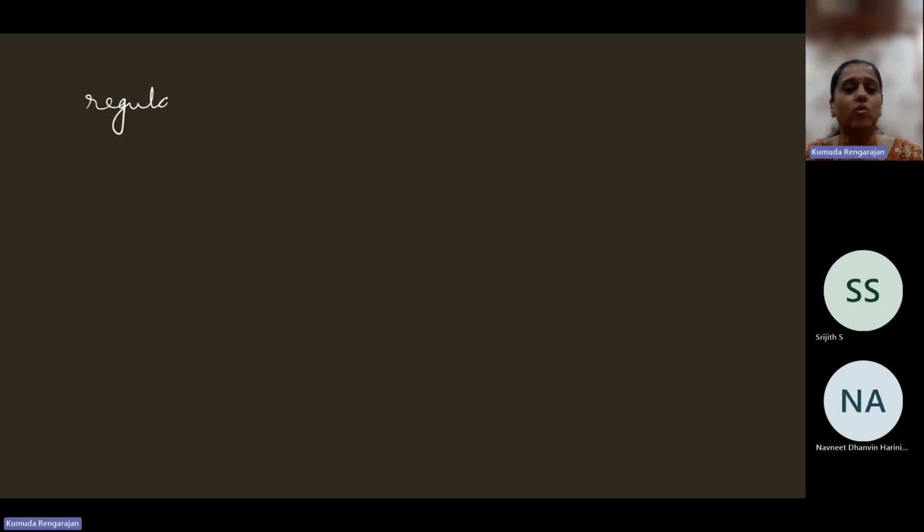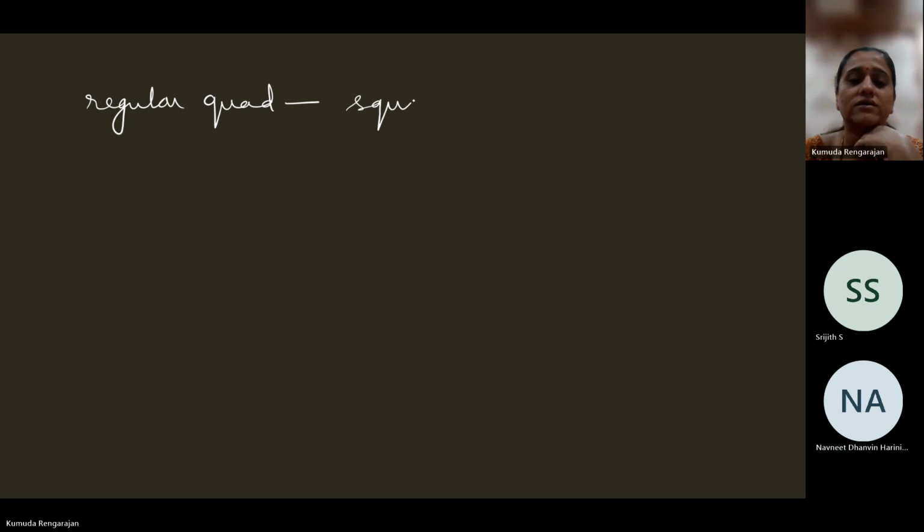Name a regular quadrilateral. Ma'am, square. Yeah, a square is correct. A square is a quadrilateral because it's a polygon with 4 sides. And it's a regular quadrilateral because in a square, all the 4 sides are equal and all the 4 angles are equal. Each angle measures 90 degrees. So a square is a regular quadrilateral.